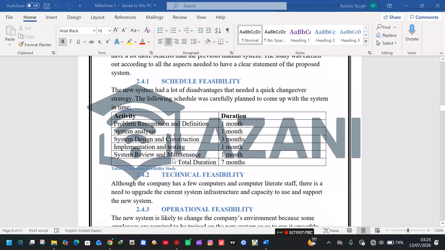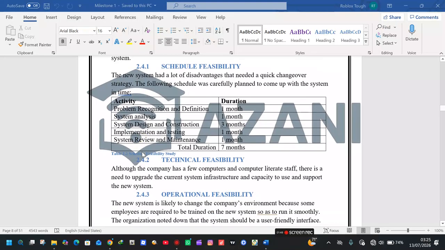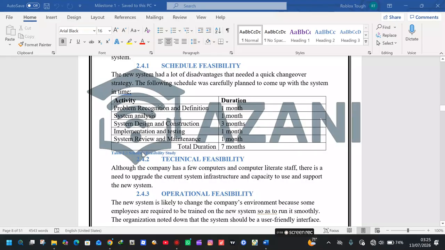So the first feasibility, that is the schedule feasibility. So the new system had a lot of disadvantages that needed a quick changeover strategy. The following schedule was carefully planned to come up with the system in time.